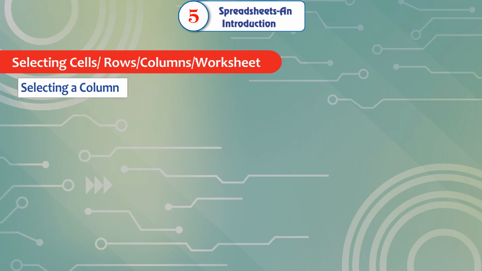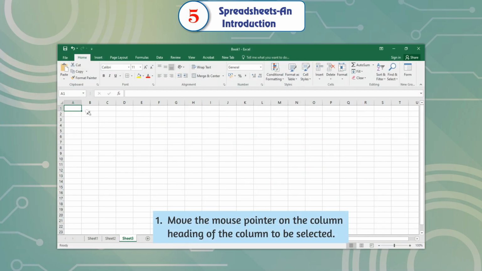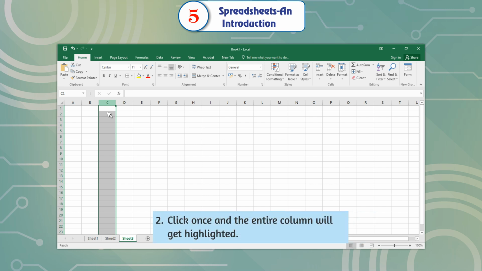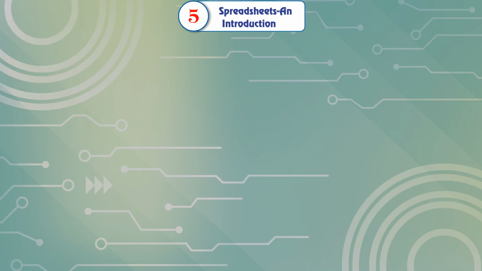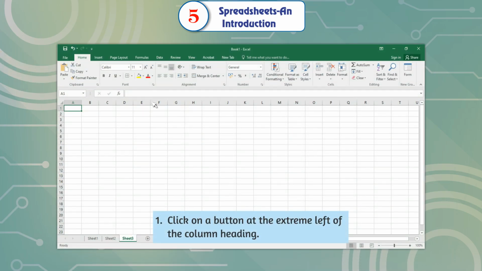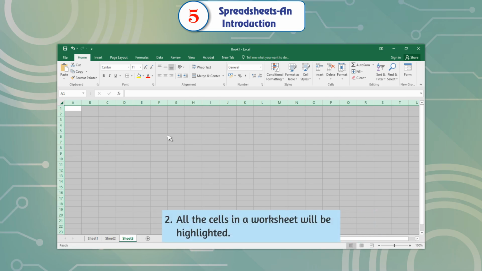Selecting a column. 1. Move the mouse pointer on the column heading of the column to be selected. 2. Click once and the entire column will get highlighted. Selecting a worksheet. 1. Click on a button at the extreme left of the column heading. 2. All the cells in a worksheet will be highlighted.